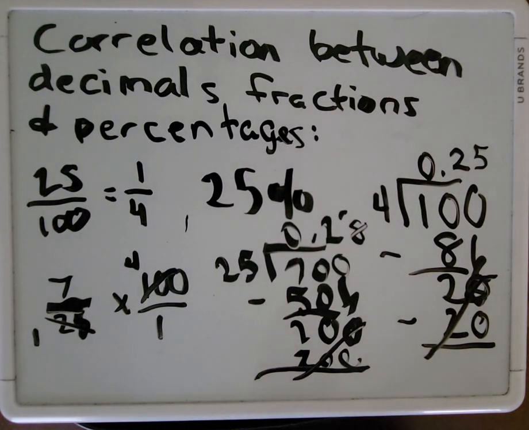So these are examples of how you would make these work with one another and how you would get the decimals, the fractions, and the percentages.